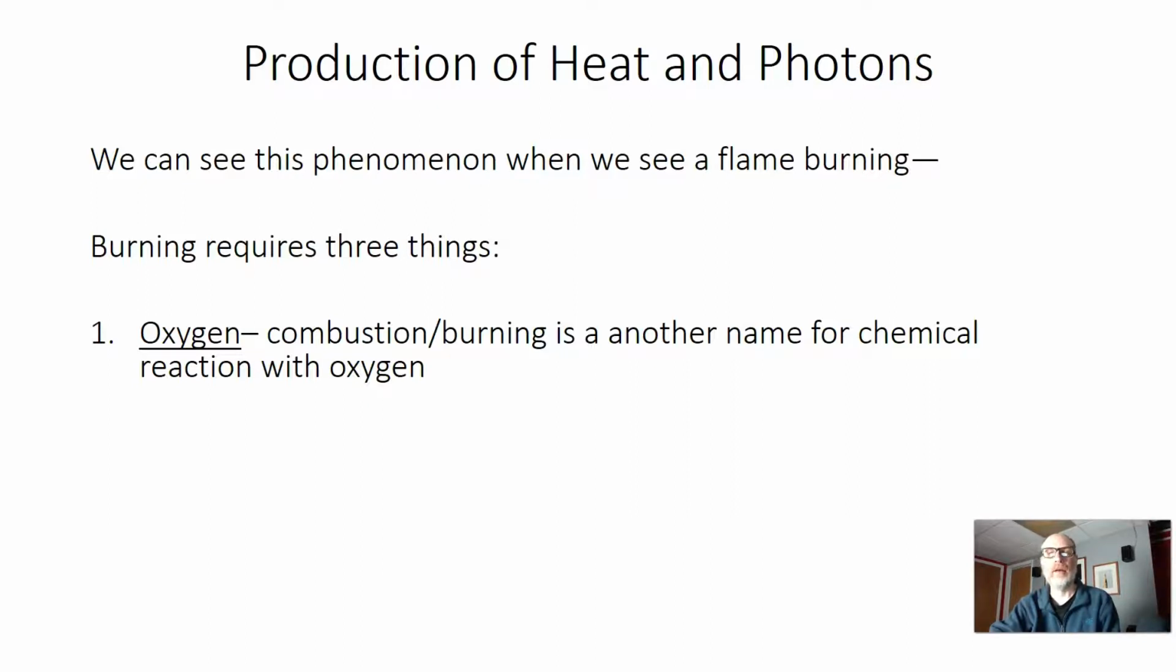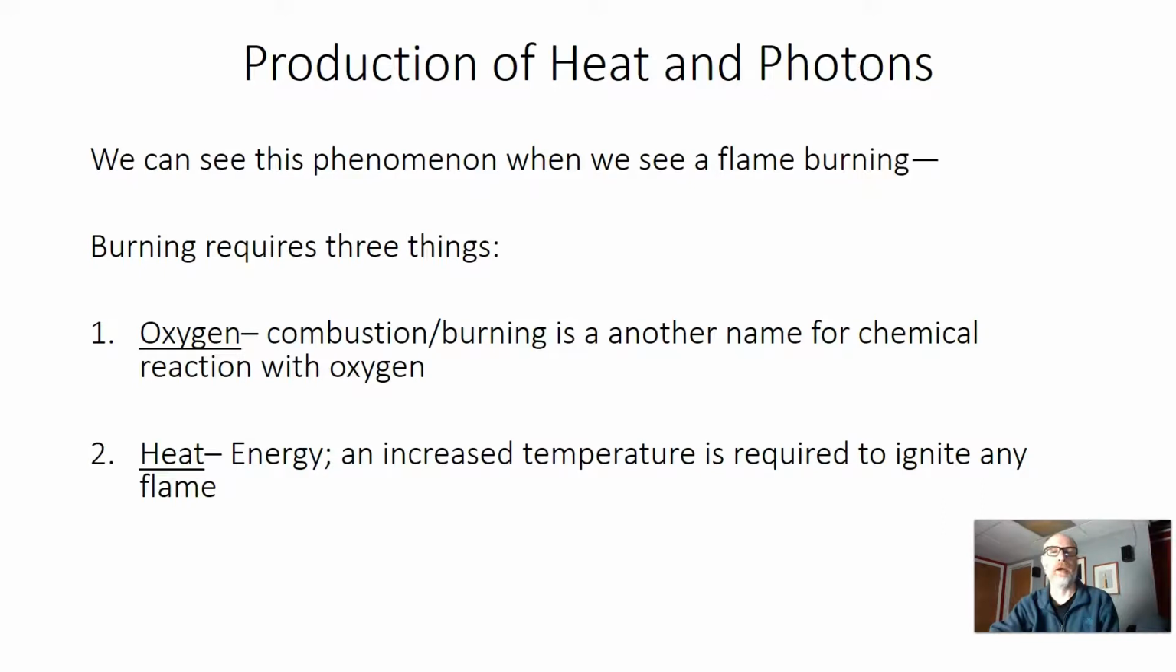It's possible that other chemical species could be used, but it's something that oxidizes the fuel, that oxidizes something that we're trying to burn, because essentially combustion and burning is just another name for chemical oxidation or chemical reaction with oxygen. So when we talk about combustion or burning, that's what we're specifying.